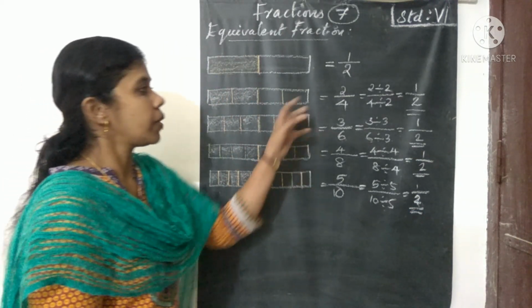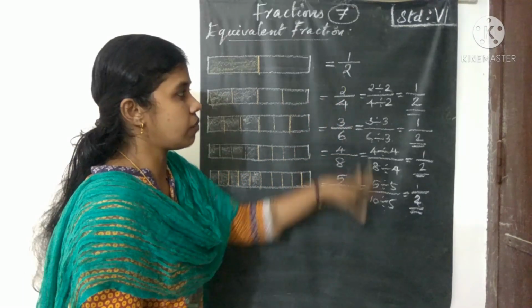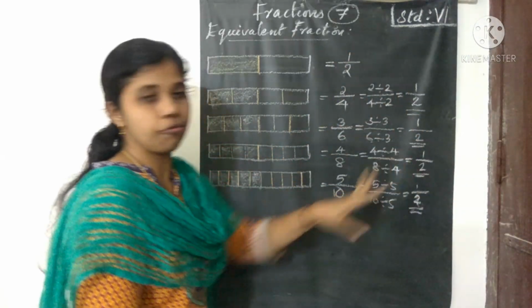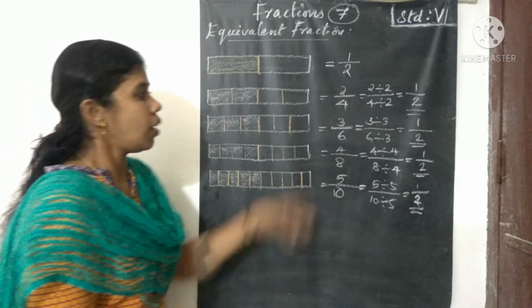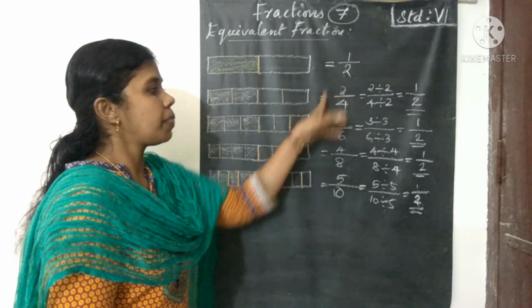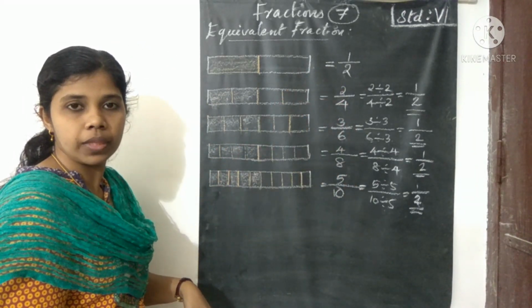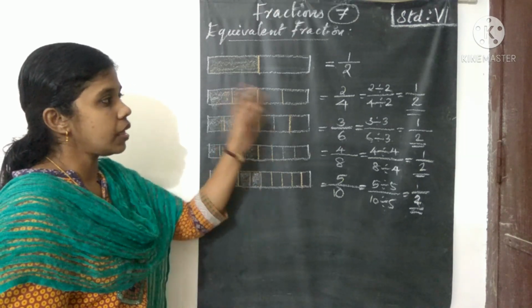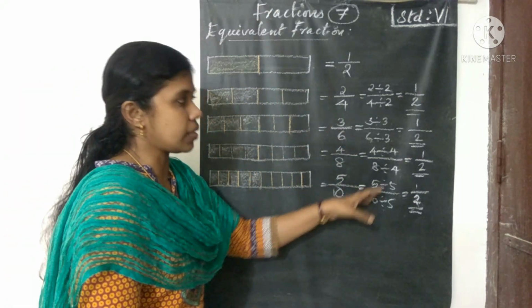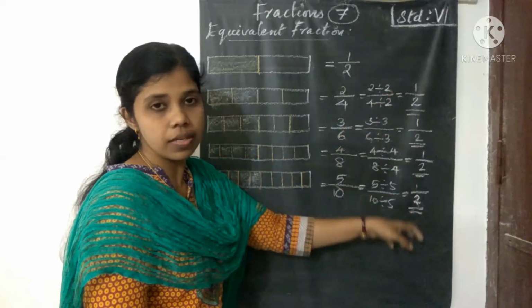After the simplification we got the same fraction. That means all these are the equivalent fractions of 1 by 2. After simplification we got all these the same.